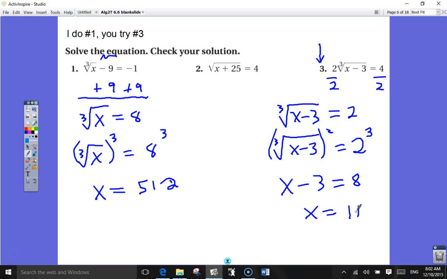And so it's the basics of solving a radical equation. Isolate the radical, undo the radical, solve. Check.